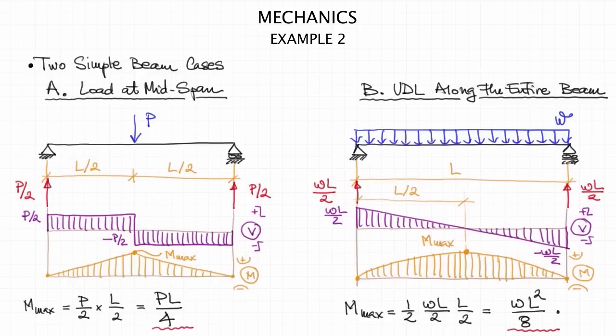WL squared over 8. So these two are very simple relationships that can be easily derived, as you can see, or in many cases, because they're so common, they could be simply memorized. So now let's go to the actual example.